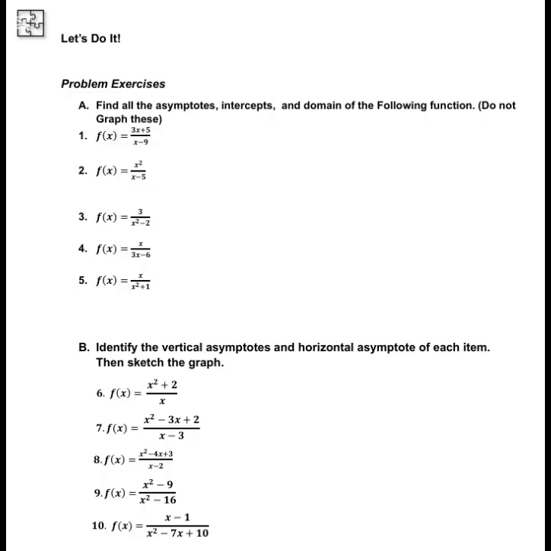Okay, since we covered all the lessons in the rational function, let's have a problem exercise. In letter A, items 1 to 5, find all the asymptotes, intercepts, and the domain of the following functions, but do not graph the function. In letter B, you only need to identify the vertical asymptote and the horizontal asymptote of each item, but you need to sketch the graph.